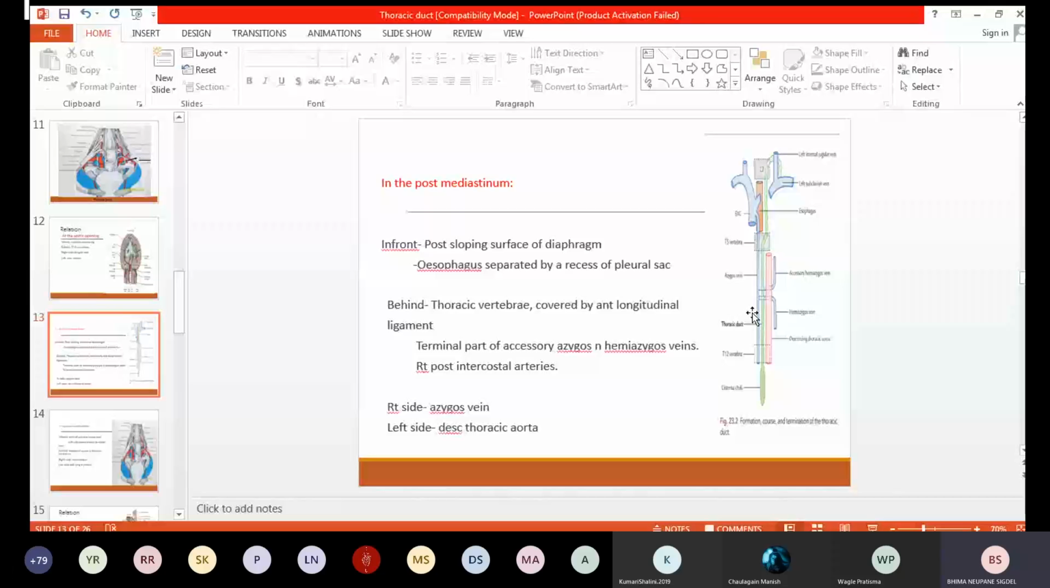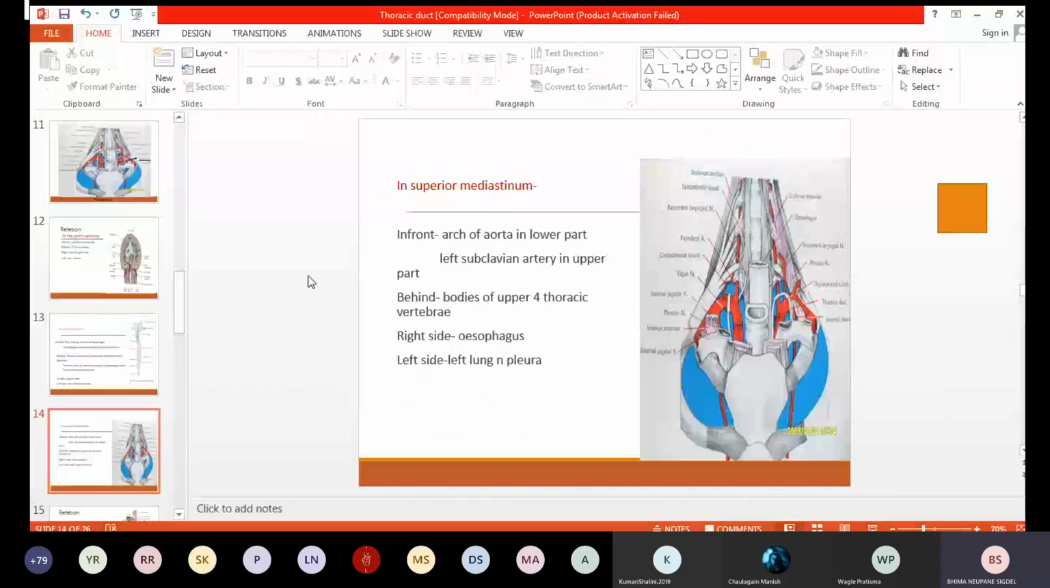On the left side, there is the red colored structure, the descending thoracic aorta. So on the right side is the azygous vein, the venous channel, whereas on the left side you will get the descending thoracic aorta. This is the relation in the posterior mediastinum. So first at the aortic opening, then in the posterior mediastinum, now the superior mediastinum. If you remember the course, you can relate the relations here also.